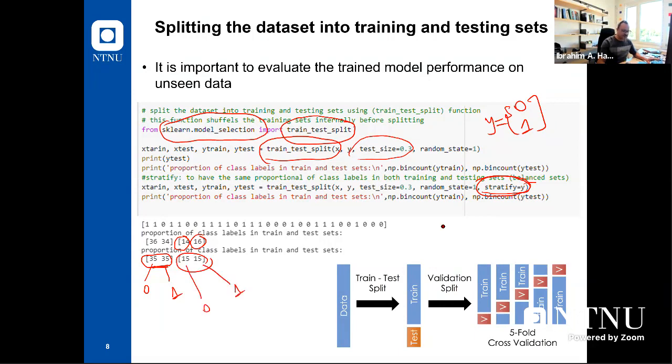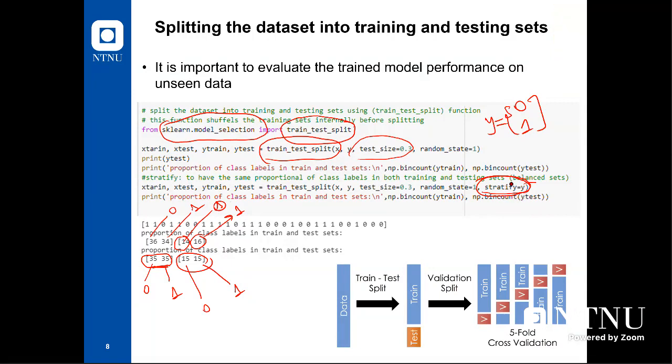If you didn't use stratify, it will be something like this: maybe we will have 36 class 0 and maybe 34 class 1, 14 class 0 and 16 class 1. And it could be more dangerous, right? So if your data set is small, maybe it will be really very dangerous because maybe some of those classes will not be represented in one of the data sets. So it's important to use this stratify.